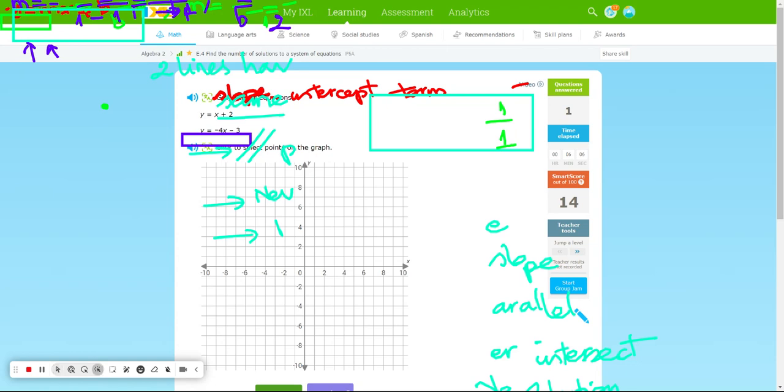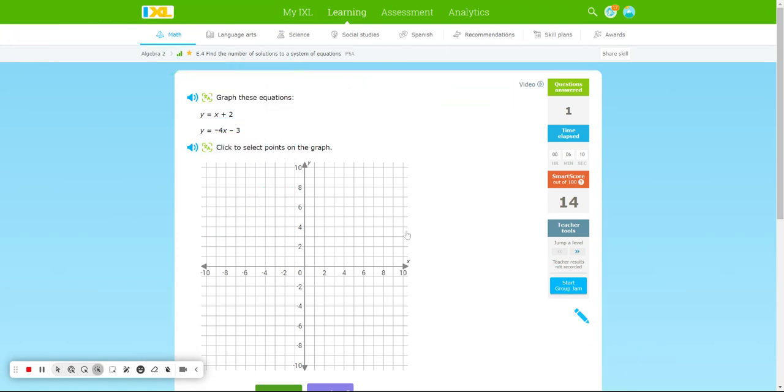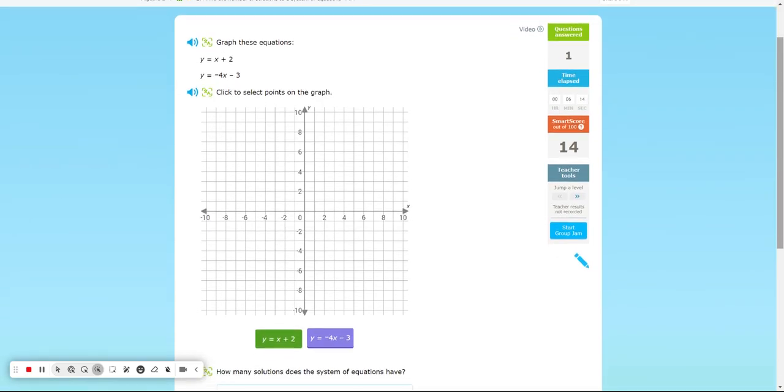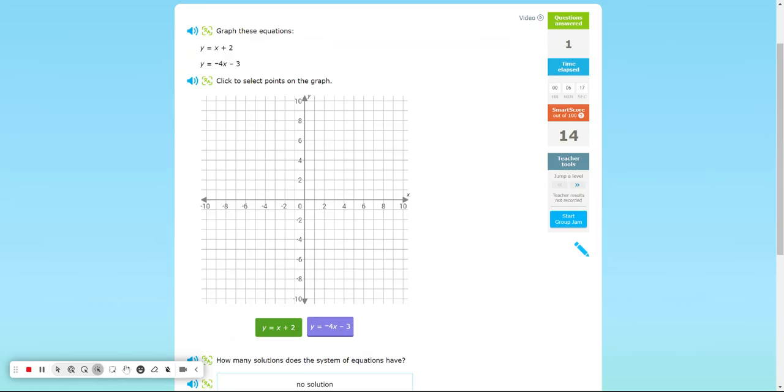Clear. Done. Okay, so now we got a second problem right here. We are again at 14 points. Very good. So let's do my first line here. Okay, so this is the first line.